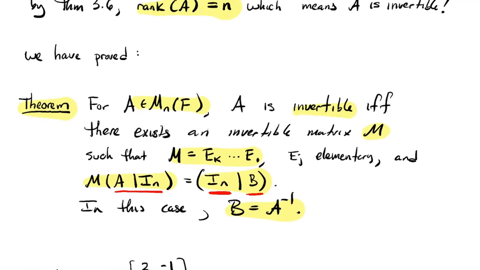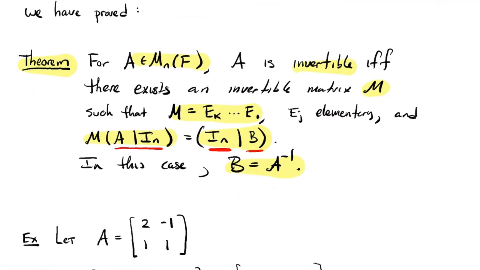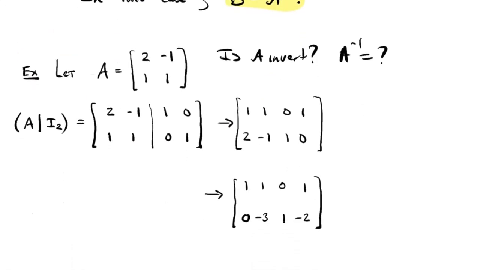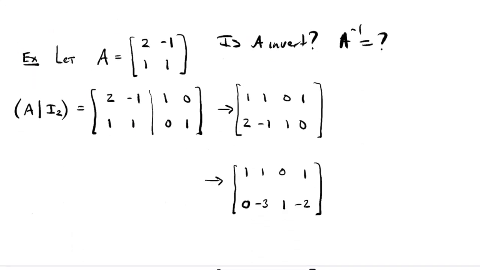So this is kind of an algorithmic way of simultaneously determining if a matrix is invertible and what its inverse is. So maybe I'm interested in this matrix, and I'm wondering, is it invertible? If so, what's its inverse? I can answer those questions simultaneously by taking the augmented matrix. Let's just look at the computation together. So I just augment the matrix A with the 2x2 identity matrix.